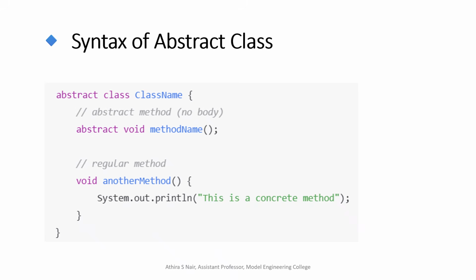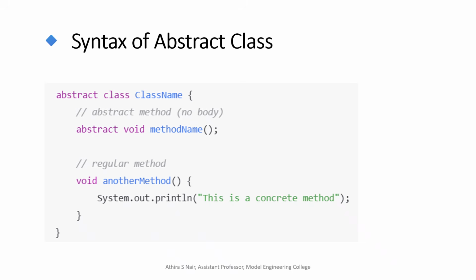eats. But every animal makes a different sound, like dog barks, cow moos, cat mews. So, should we write the sound method inside Animal? No, because every animal has a different implementation. So this is where abstract classes help.